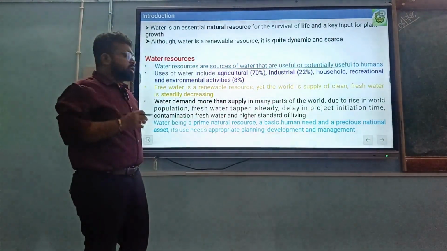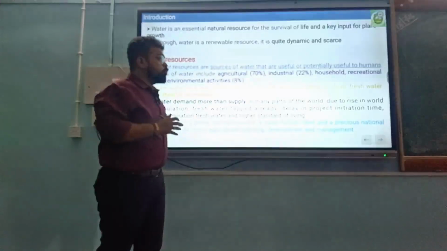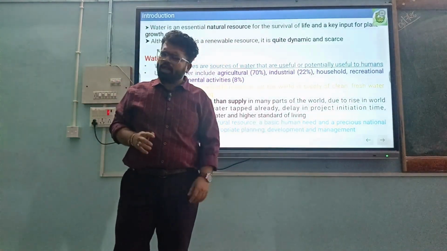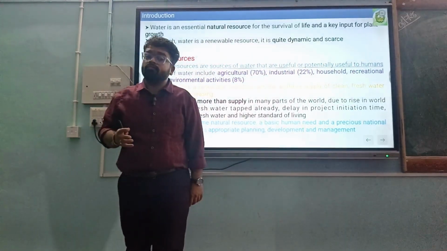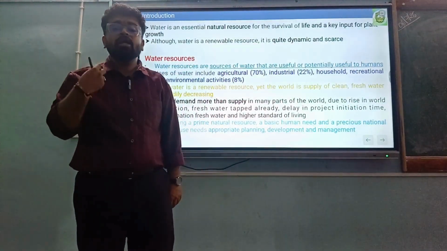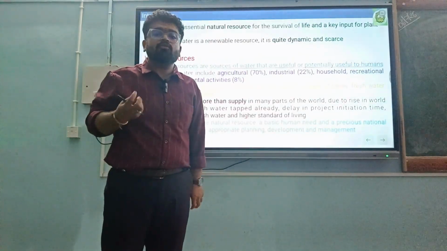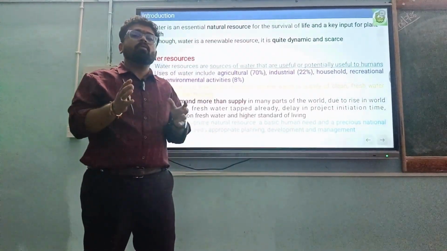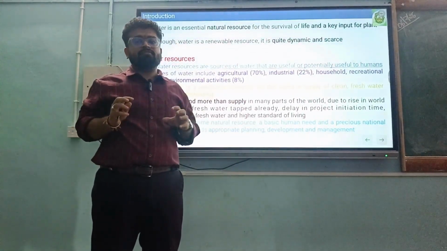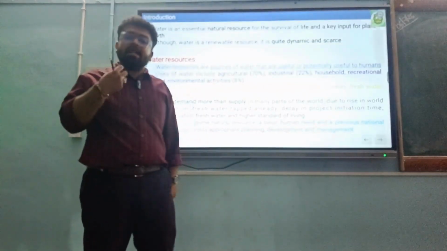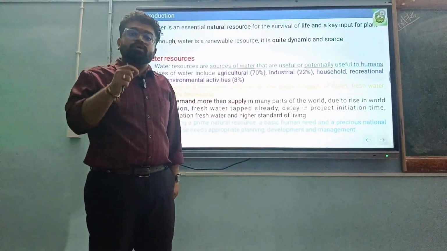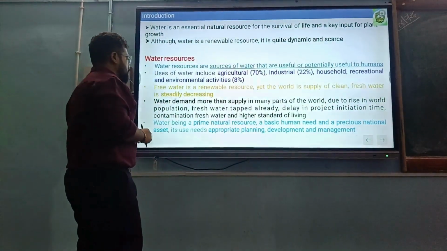We see that water is a renewable source, yet the world's supply of clean fresh water is steadily decreasing. We have plenty of water which is not usable, not palatable. The salty water is present in the ocean, and only a few percent of the water is fresh water, which can be drinkable. So under such circumstances, the proper utilization of water plays a very important role.